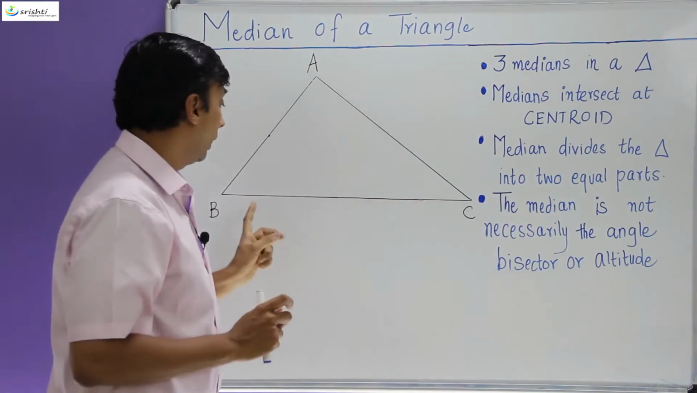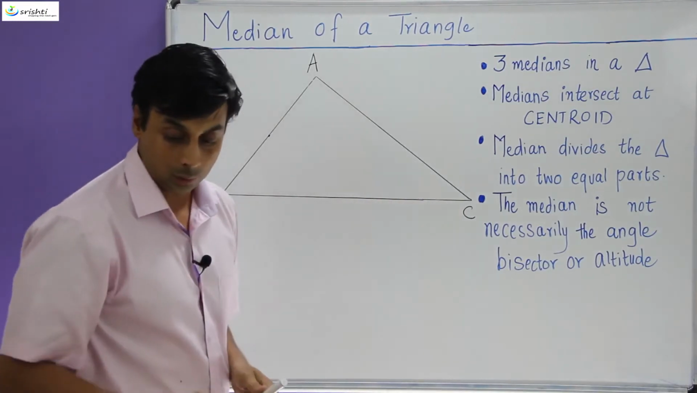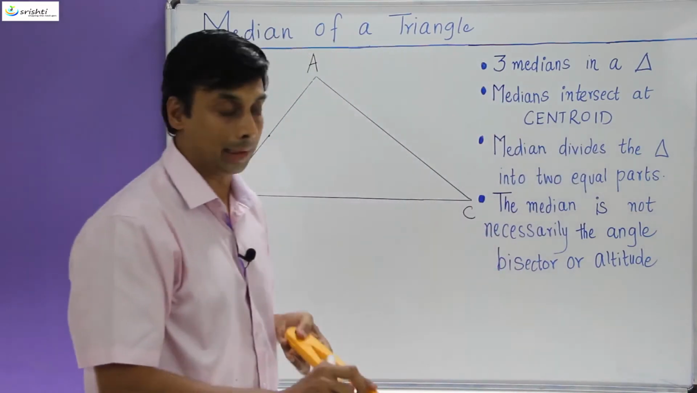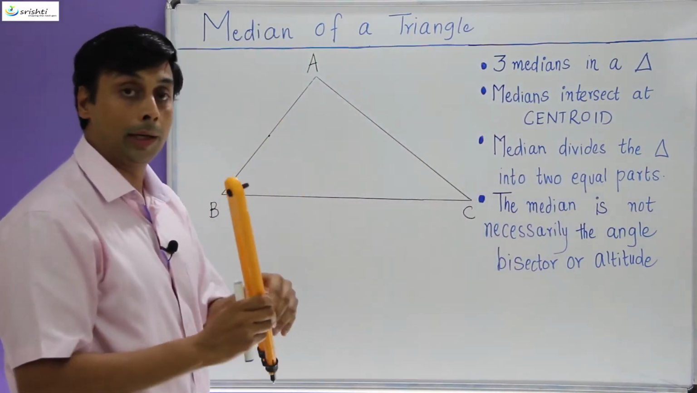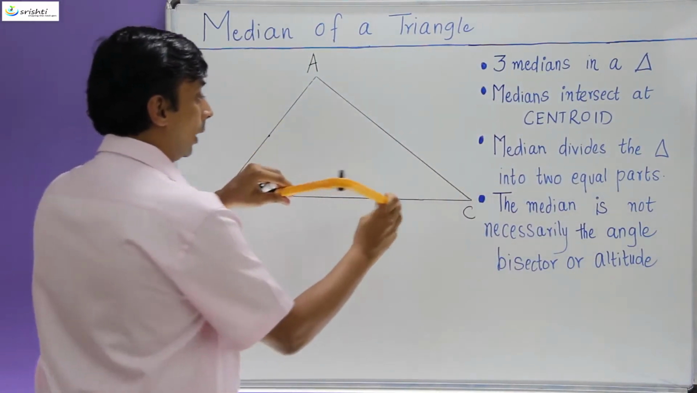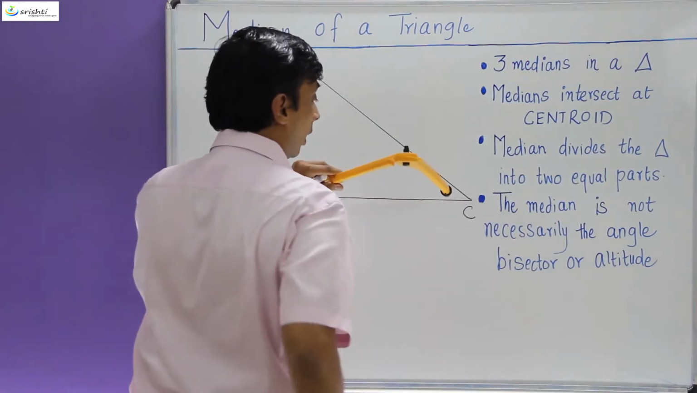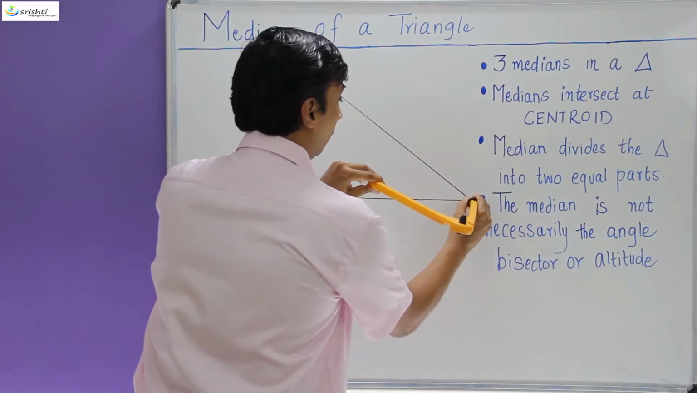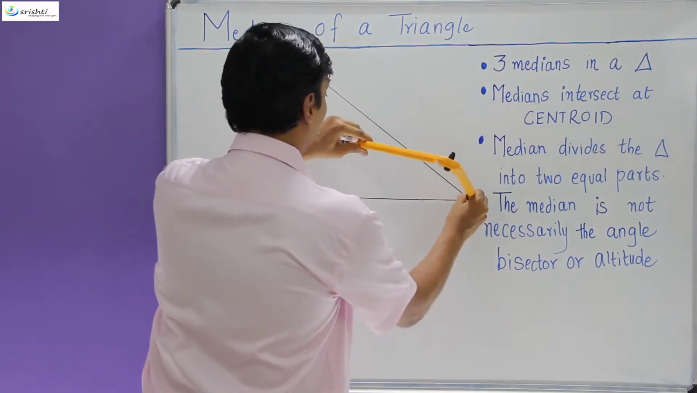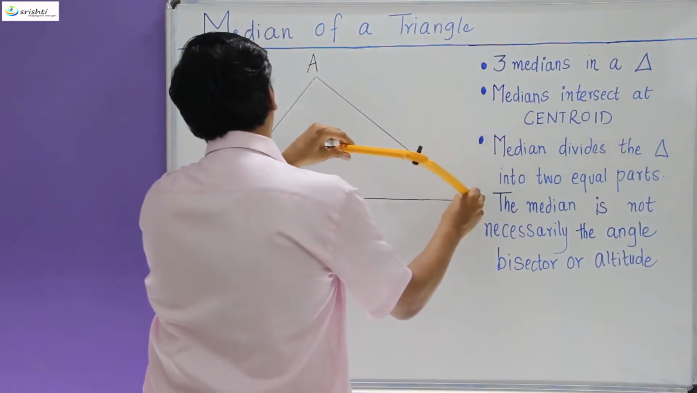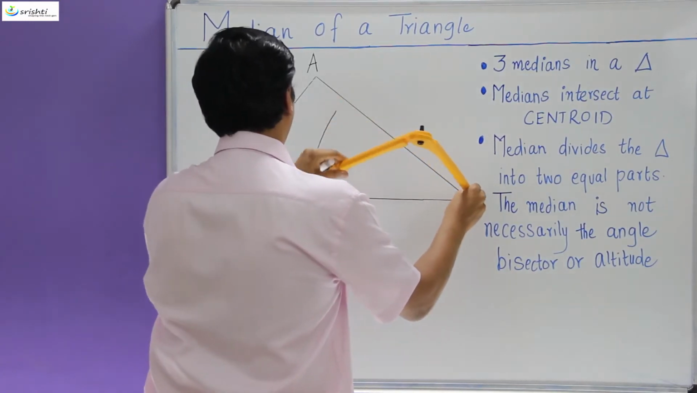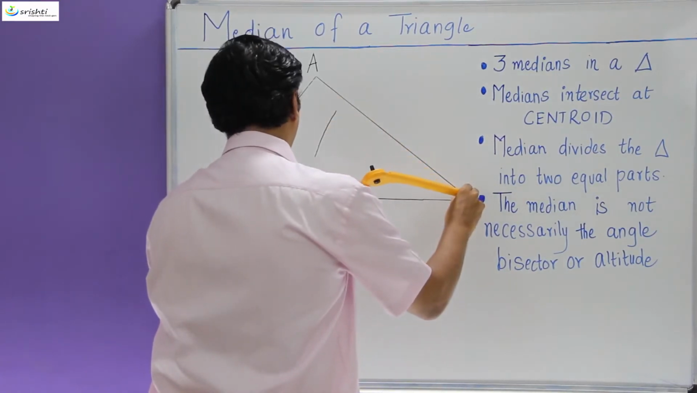Now how do I locate the midpoint of BC? I could simply construct the midpoint of BC using a perpendicular bisector. So how do we construct a perpendicular bisector? We take a measurement which is more than half the measurement of BC. So let's take that measurement. So keeping my rounder on C, I take measurement more than half of BC, I mark an arc above and I mark an arc below, right?